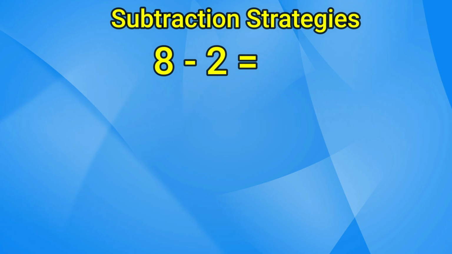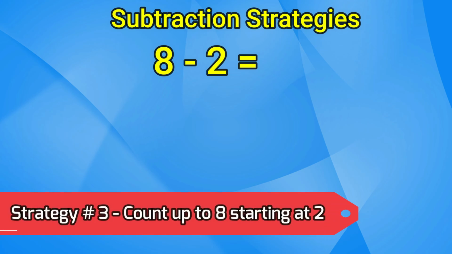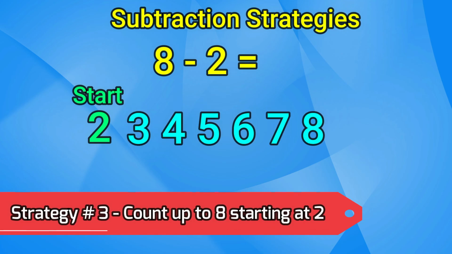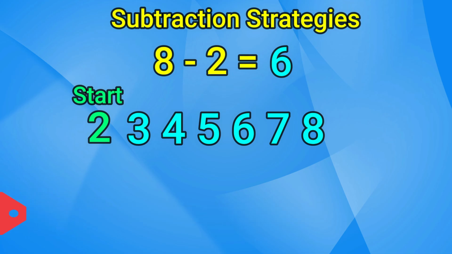A third way that you could solve the 8 minus 2 problem is that you could count up from the smaller number until you reach the bigger number. The answer is the number of times it took to reach the greater number. If you start at 2 and then count up to 8, you will find that it is 6 numbers away.